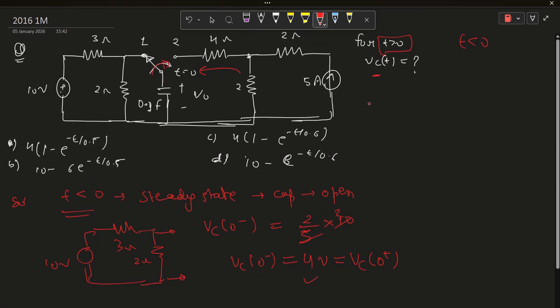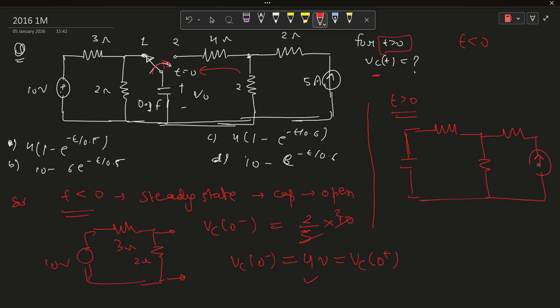So now move to the second part, when t greater than 0. In this circuit, a capacitor is here with a resistance, and there is a current source flowing here, and we have to find out the t greater than 0 part. For the capacitor voltage, there is one equation we can derive, but for the timing you can remember this equation.